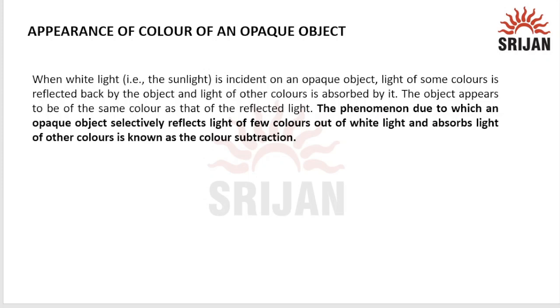In this video, we are going to talk about the appearance of color of an opaque object. Actually, what is the meaning of this opaque object? The object through which light cannot pass.